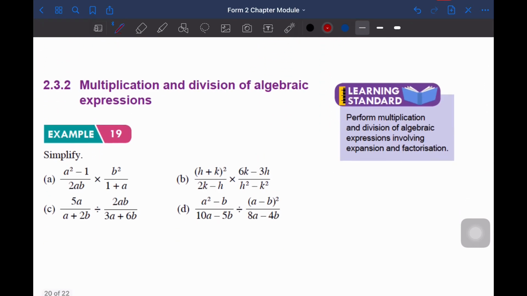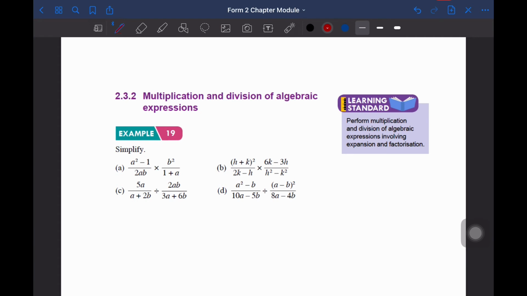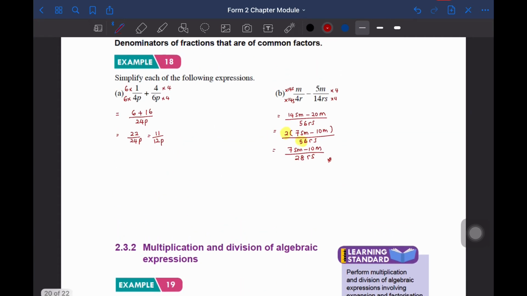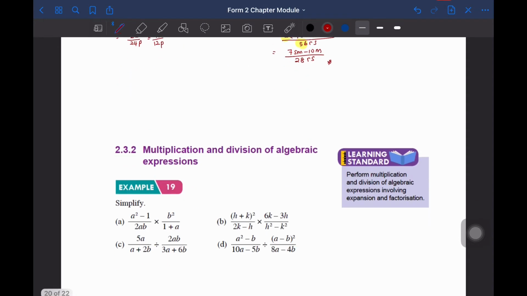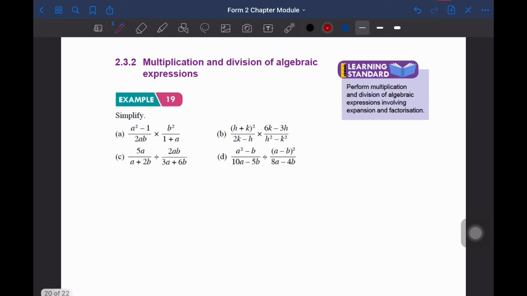Okay, so next learning standard. So far if you have any difficulties, you can just stop and rewind this video. As usual, no problem, sampai awak faham. Kalau masih tak faham, hubungi saya akan explain lebih lagi.